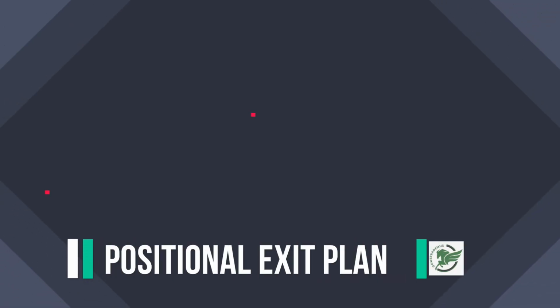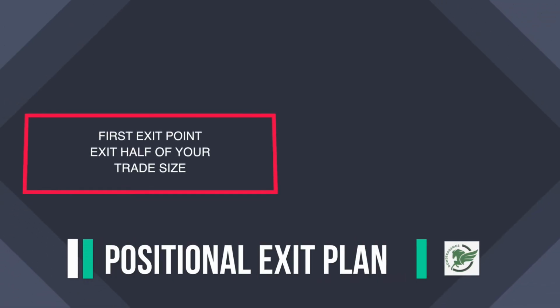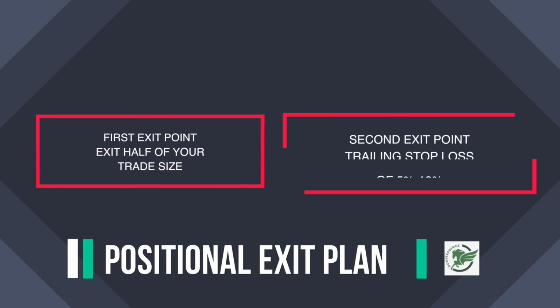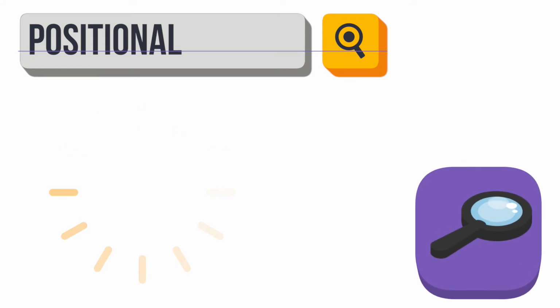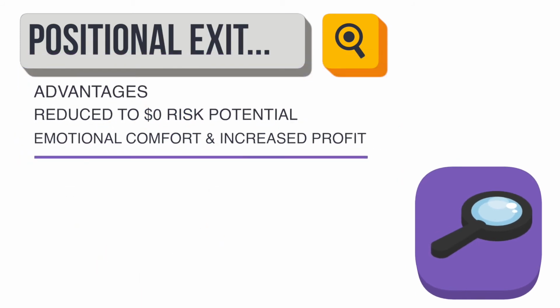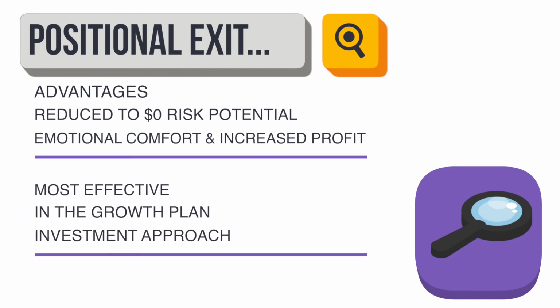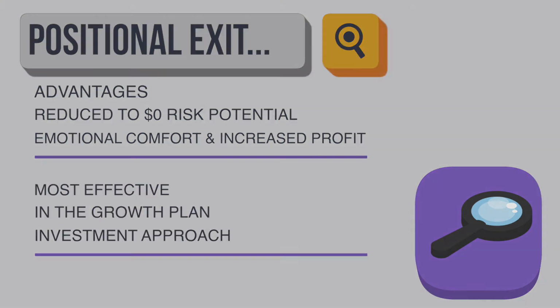The second exit plan we will talk about is the positional exit plan. In your first exits, exit half of your trade size. In your final exit, do a trailing stop loss of 5% to 10%. Advantages include a reduced to $0 risk potential, emotional comfort, and increased profit. The exit is most effective in the growth plan investment approach.